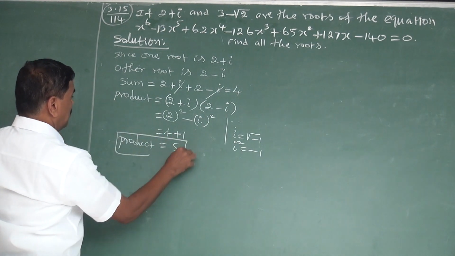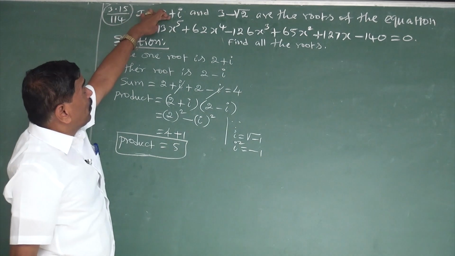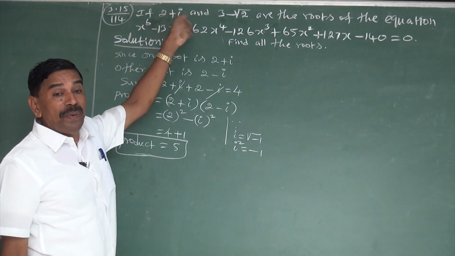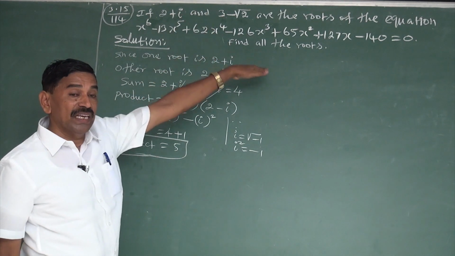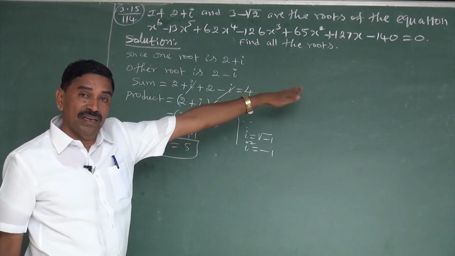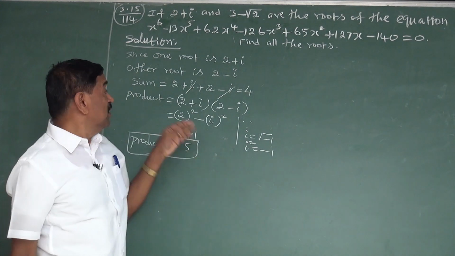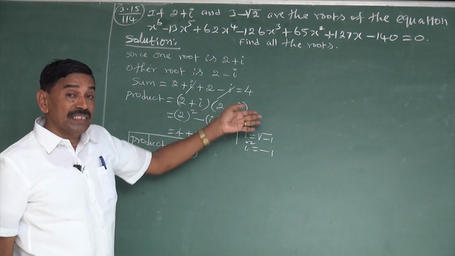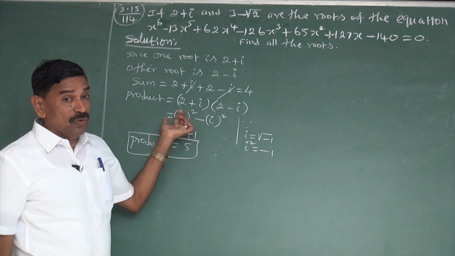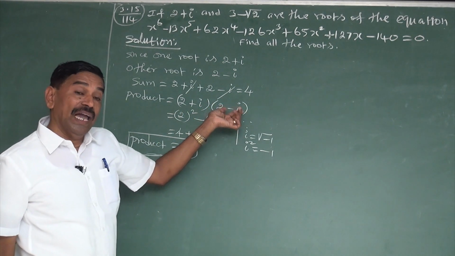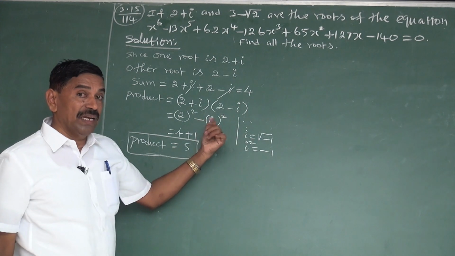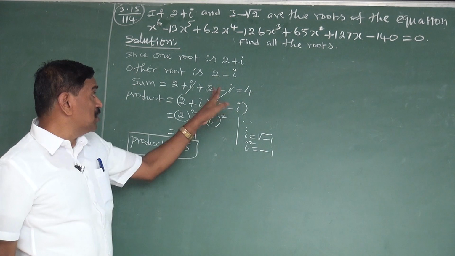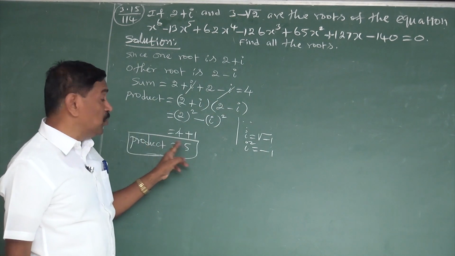Listen again. If one root is 2 minus i, then the other root is 2 plus i. Then the sum of the roots is 2 plus i plus 2 minus i, where plus i and minus i cancel, so the sum of the roots is equal to 4. Next, the product of the roots is 2 plus i into 2 minus i, which is of the form a minus b into a plus b, equal to a square minus b square, where i square equals minus 1. Minus into minus is plus, so 4 plus 1 is equal to 5. That is, the product of the roots is equal to 5.